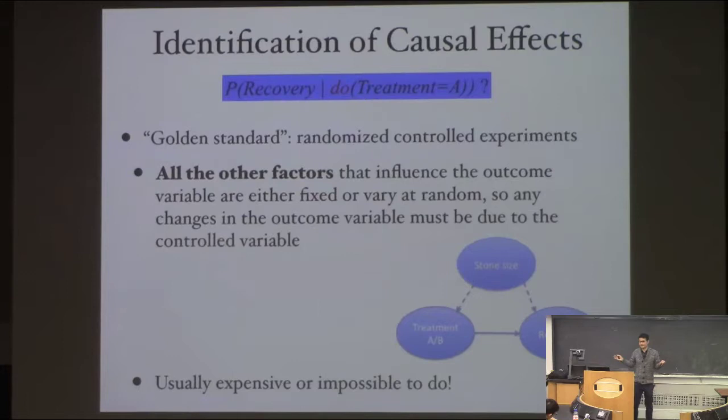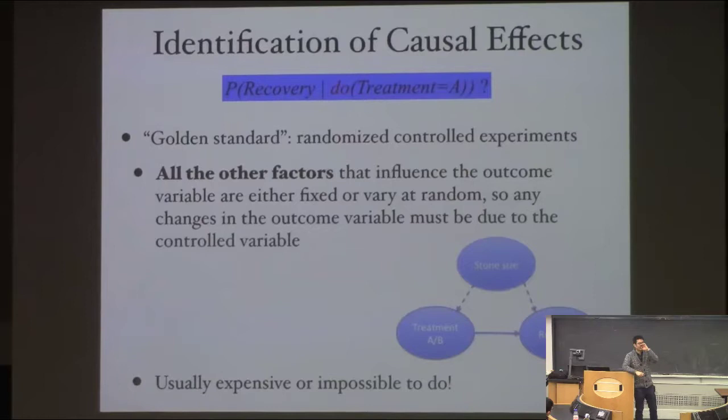And then if you see any difference in the recovery, in the outcome, this must be due to the different value of treatment across the two groups. Because all the other features either have the same value or vary completely at random across the two groups, any difference in outcome must be caused by the different value of the treatment. So this is the way to identify the treatment effect or causal effect.